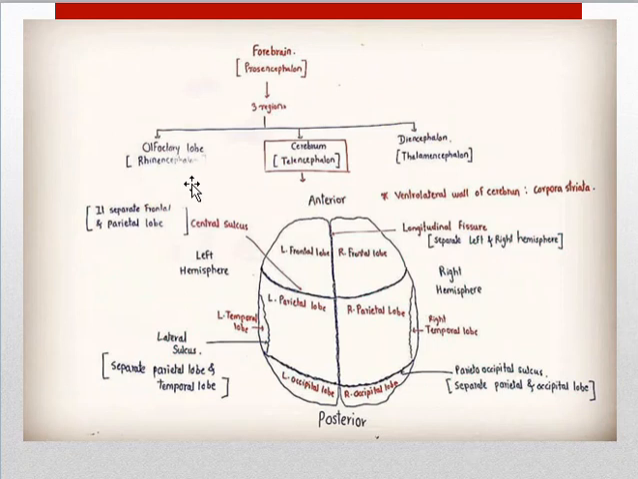It has three regions: olfactory lobe, cerebrum and diencephalon. This is the posterior view and this is the anterior view. Here is the central sulcus, the left parietal lobe and right parietal lobe, right temporal lobe, right hemisphere, longitudinal fissure, and here is the left hemisphere, and it has the lateral sulcus, and this is the occipital lobe, left occipital and right occipital lobe. This is the view of the forebrain.